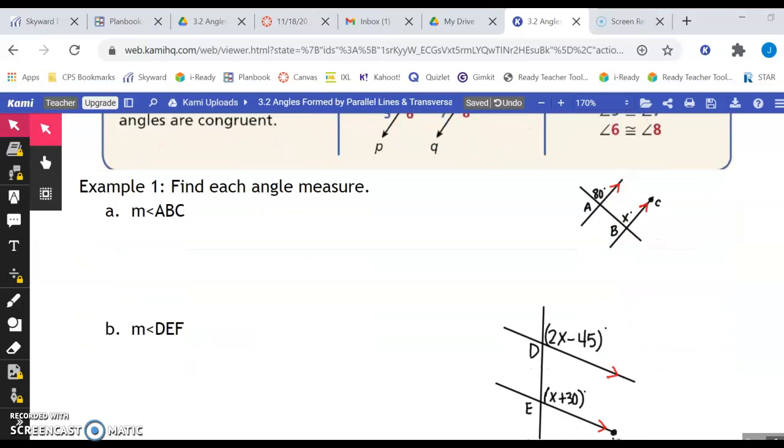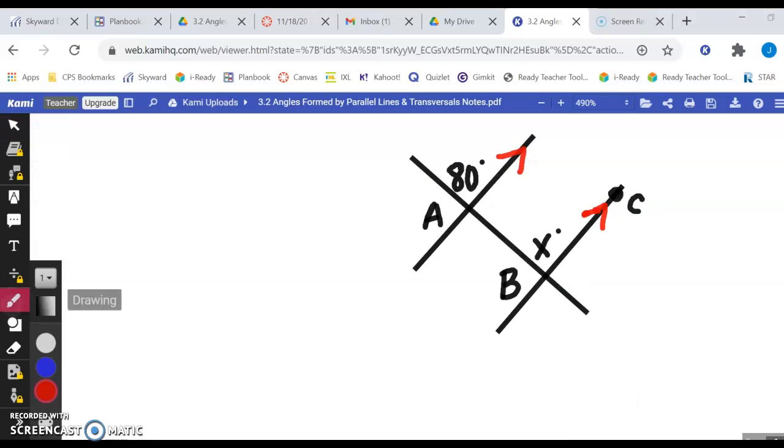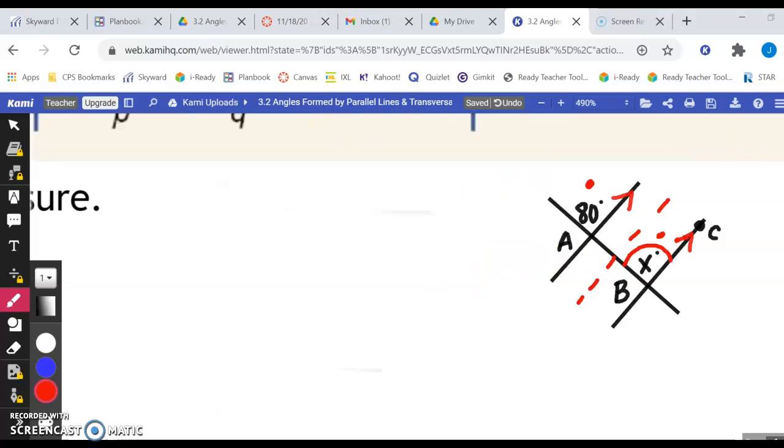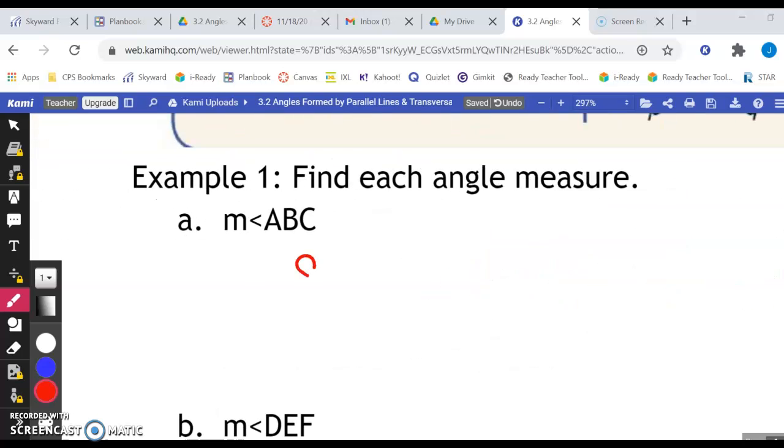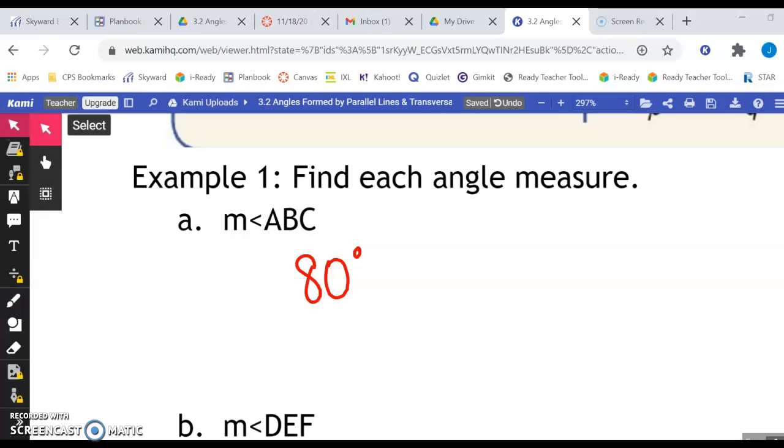So for example 1, find each angle measure. They want us to find the measure of angles A, B, C. So where this X is. So this angle right here. So these are parallel lines. Those arrows indicate that those two lines are parallel. So this other line going opposite is a transversal. So if I cut my picture in half, this angle right here is in the same spot as that angle right there. So if that top one's 80, then our bottom one has to be 80 as well. So the measure of angle ABC is 80 degrees.